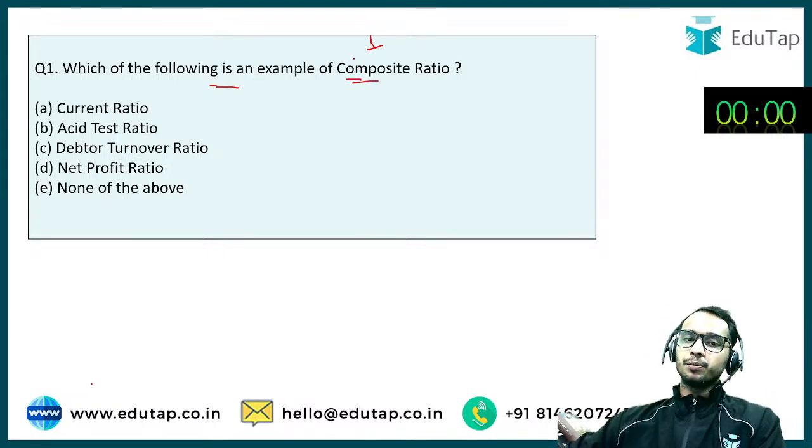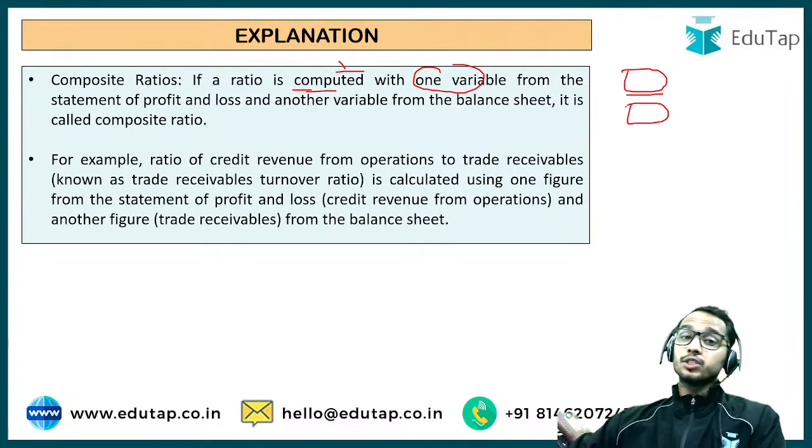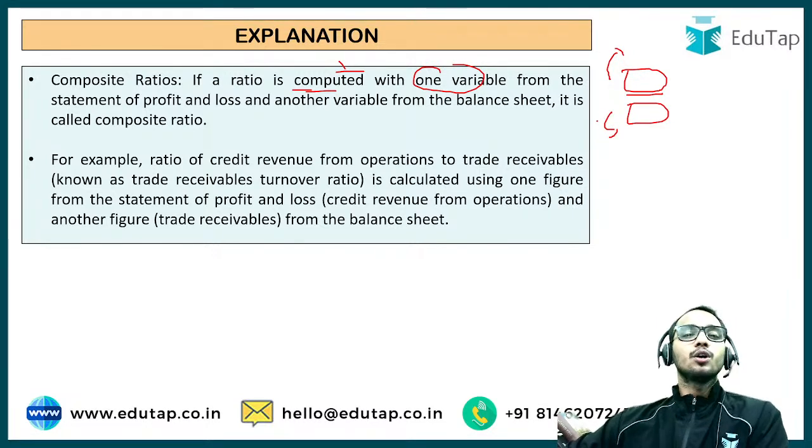So the underlying concept here is composite ratio. See, first of all, what is a ratio? In a ratio you have two variables, right? So a composite ratio is any ratio in which one variable is from the profit and loss statement and another variable could be from the balance sheet. This type of ratio we call a composite ratio.